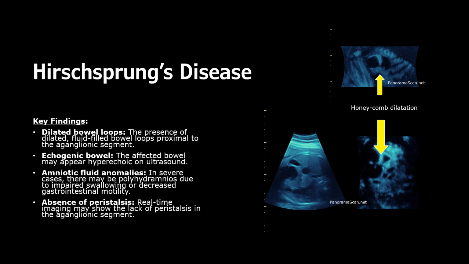Finally, absence of peristalsis is a key diagnostic sign. With real-time imaging using 4D ultrasound, we may see the absence of normal peristalsis in the aganglionic segment, which helps differentiate Hirschsprung's disease from other bowel conditions.